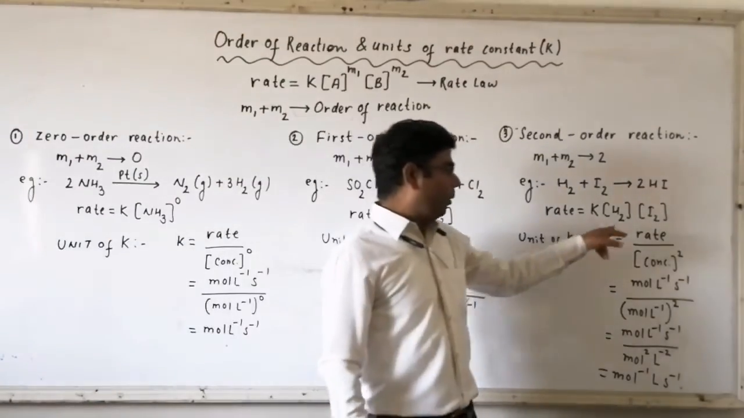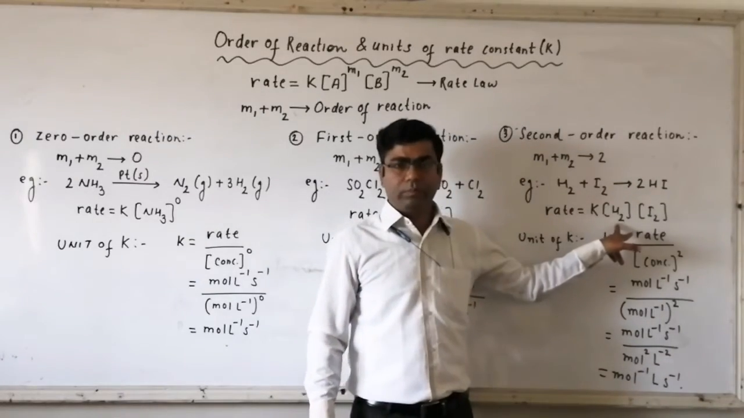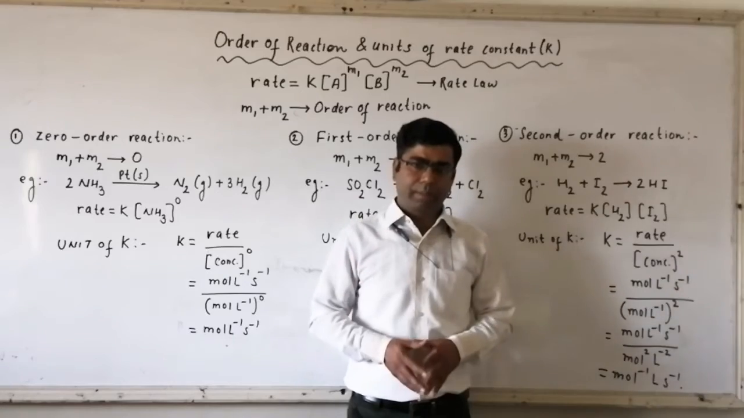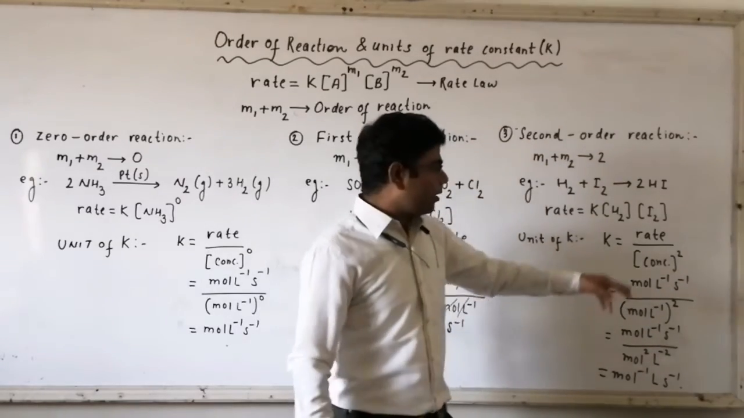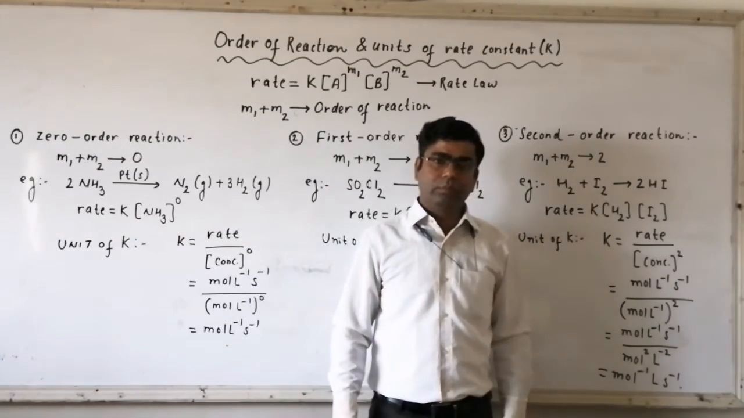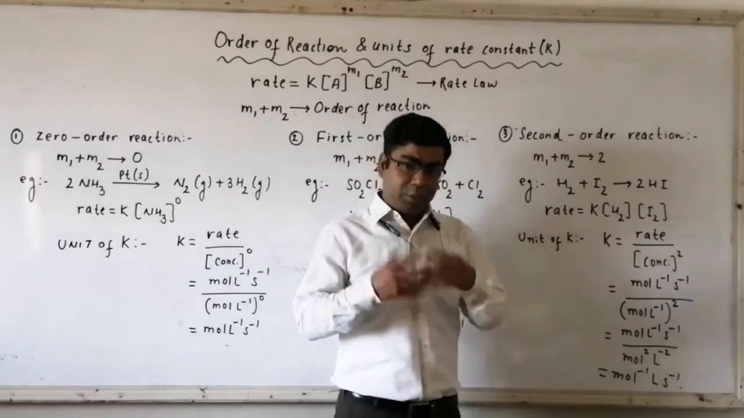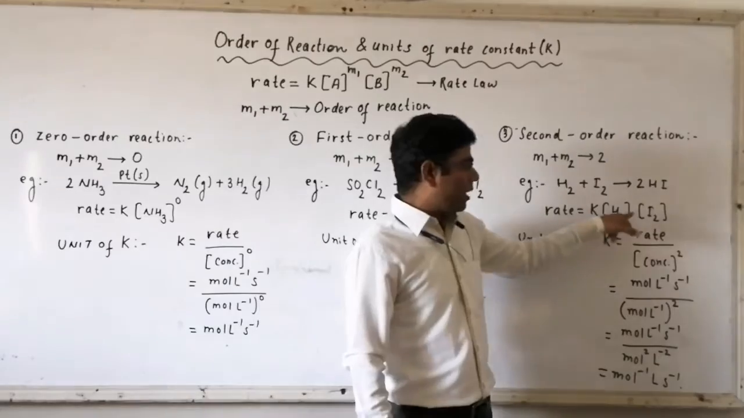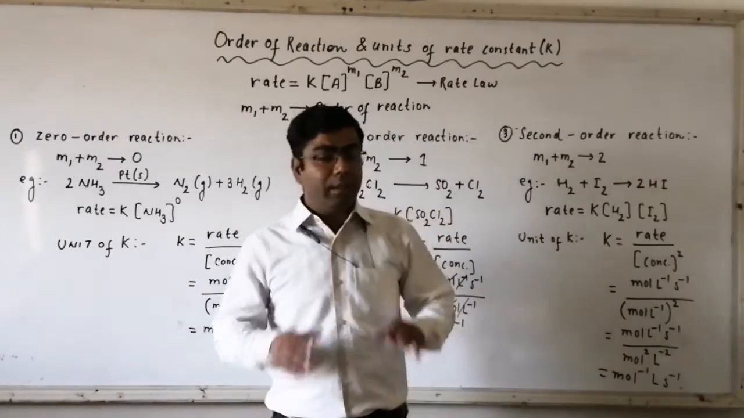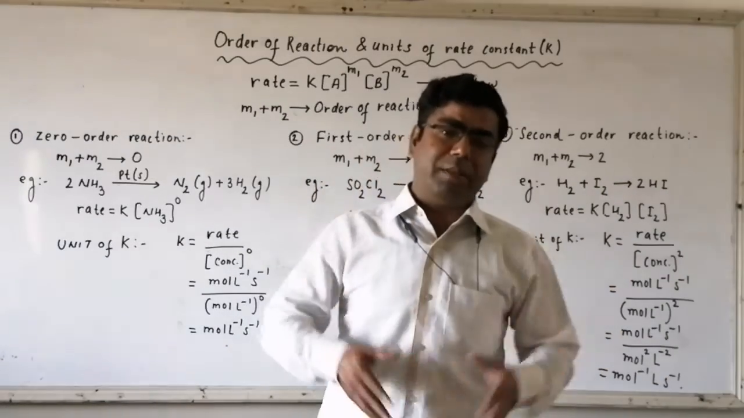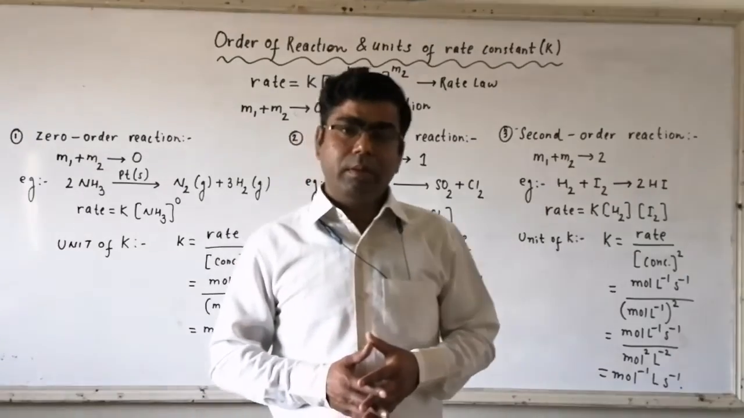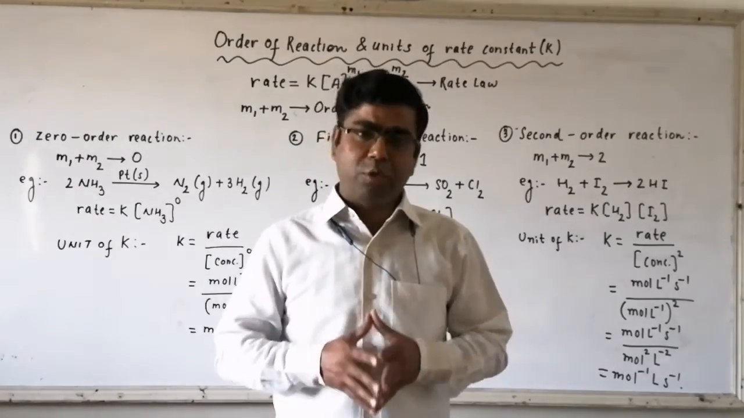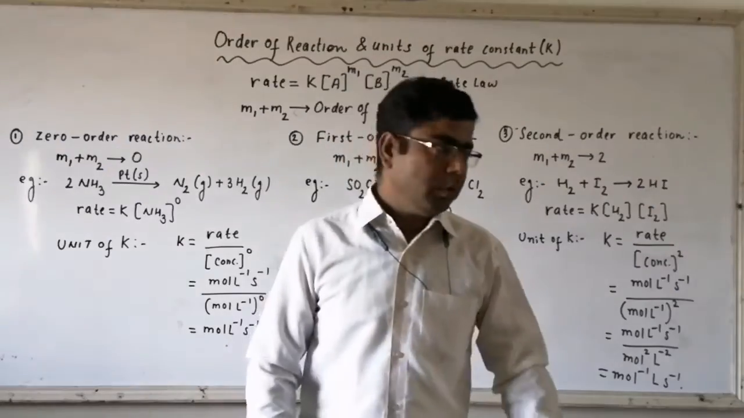Suppose we are doubling the concentration of H2, then rate of reaction will also get doubled. If we double the concentration of I2, rate of reaction becomes 2 times. If we are doubling the concentration of H2 as well as I2, then the rate of reaction becomes 4 times. Because rate depends on concentration of H2 as well as concentration of I2.